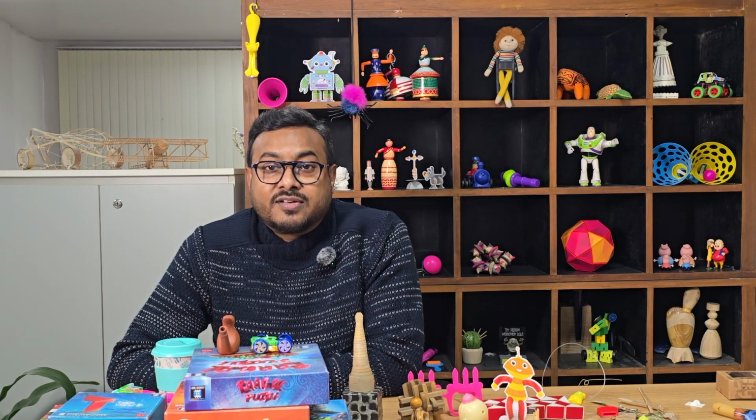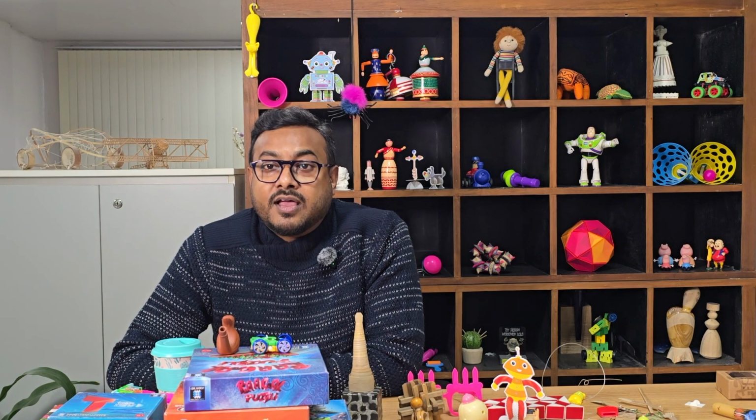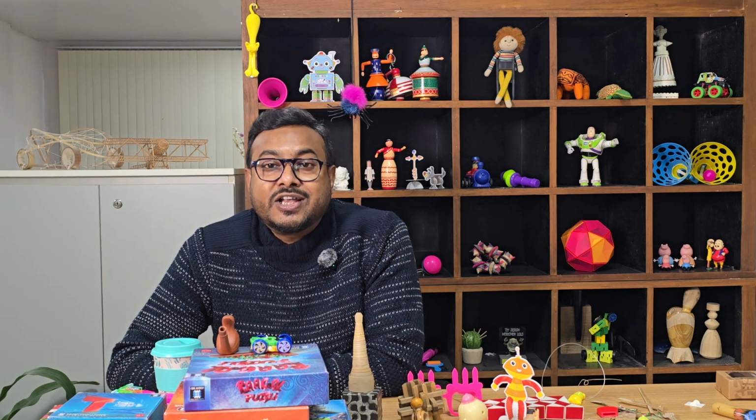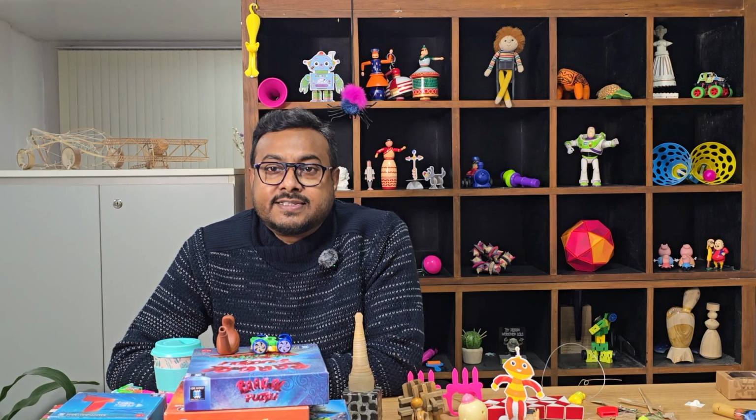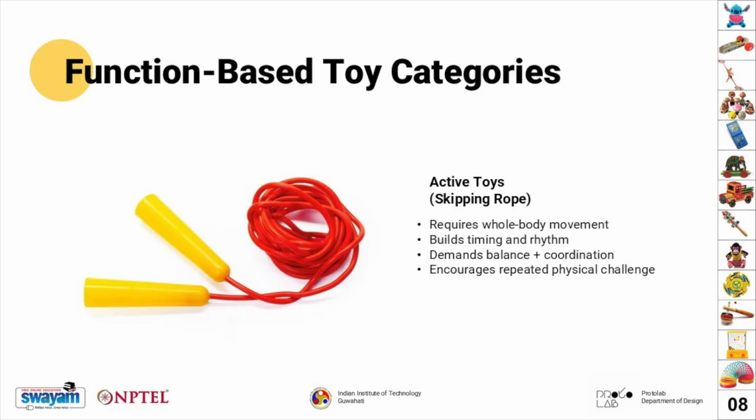The fourth one is the active toys. Active toys get the whole body moving. Balls, skipping ropes, frisbees, ride-ons. They invite children to run, jump, throw, chase, and burn energy. A skipping rope is a great example.